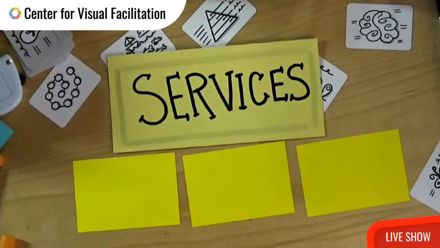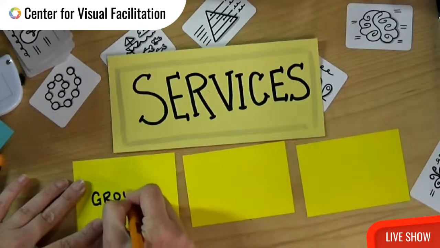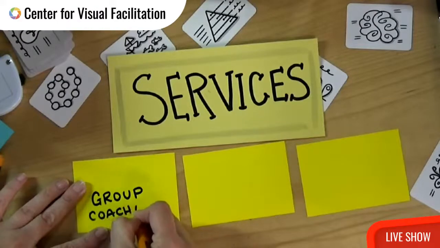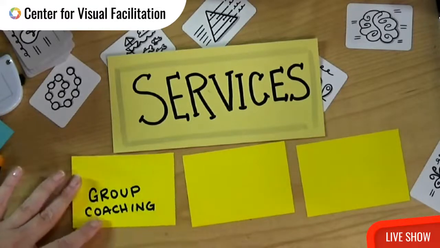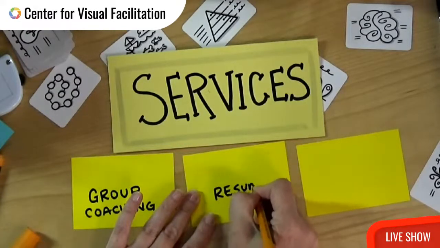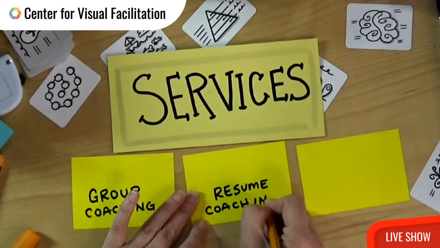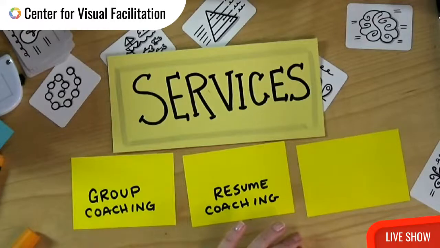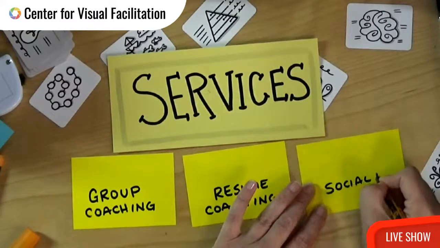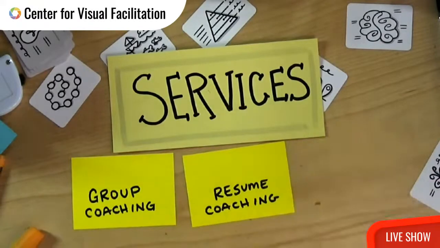So under services, she has group coaching. So I'm going to write group coaching. She also has resume coaching that she does with her clients. And then she also has social media. Look, I ran out of room. That happens. Look, we're just going to make a new one.